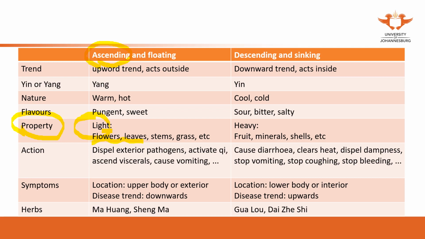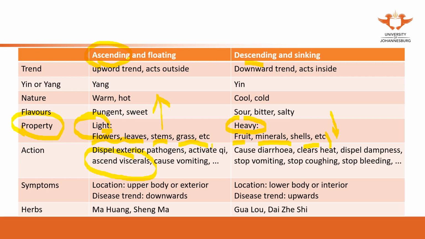Flowers, leaves, stem of grasses, etc. Descending from the property of the herb, such as fruits, minerals, shells, etc. So something very heavy, it can descend. Something very light, it can move upwards, ascend. Also from the action, dispel exterior pathogens, activate qi, ascend viscerals, cause vomiting.